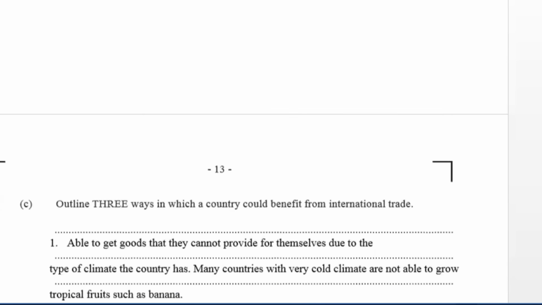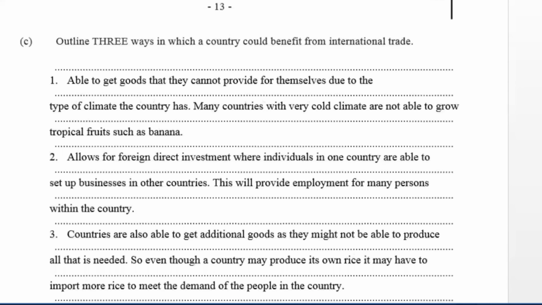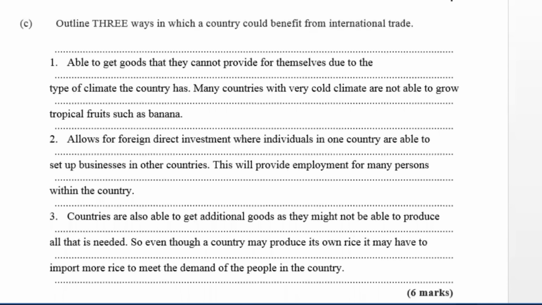So let's look at some of the benefits here. One, able to get goods that they cannot provide for themselves due to the type of climate the country has. So many countries, like in the European countries, when it's winter, it's very cold, and they are not able to grow tropical fruits such as banana. And so it's a good thing that they are trading with other countries, so they can get these things that they cannot provide for themselves. See, international trade is a good thing.